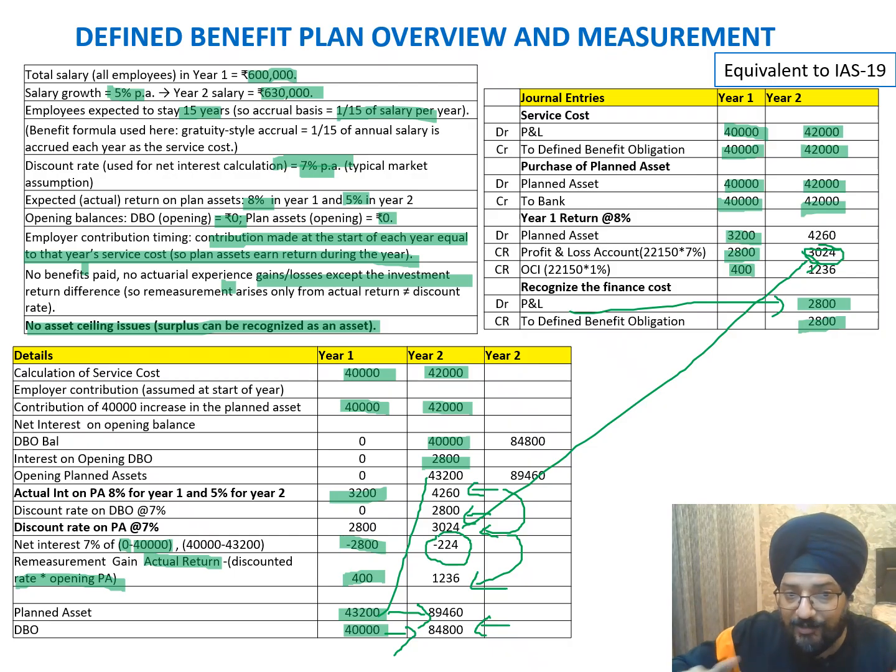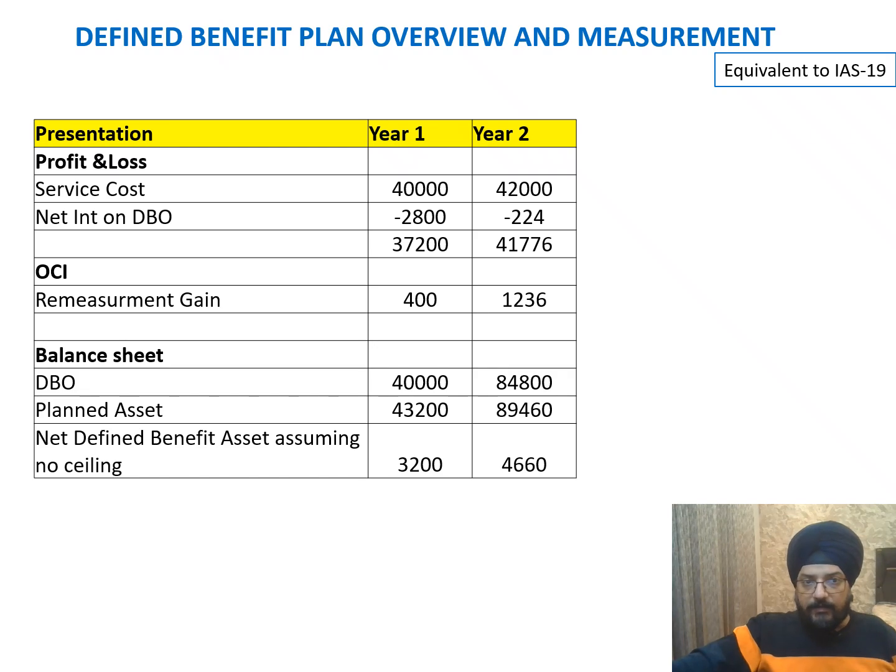Now we'll quickly go to the next slide and see the presentation of this in the financial statements. So what we are saying here is that in the first year, my total service cost was 40,000, second year 48,200. Net interest in the DBO was minus 2,800, that we have shown in the last slide, and net DBO is minus 224. So my profit and loss is 37,200 at the end of the first year and 41,776 in the second year. OCI measurement 400 in the first year, second year 1,236.